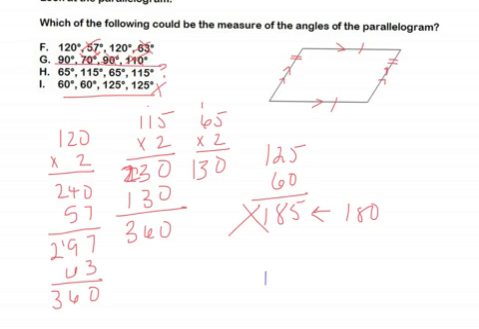So the answer to this one is H. So you do have to be careful with it when it looks right. You cannot just assume that it is right. You have to check the numbers that they equal 360. So hopefully that helps a little bit.